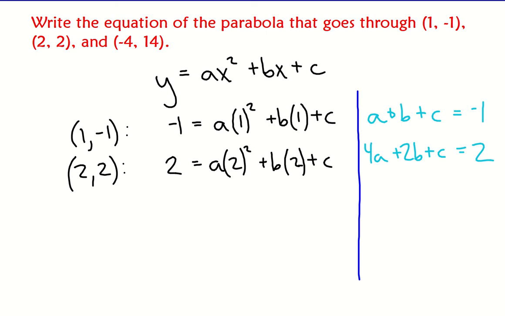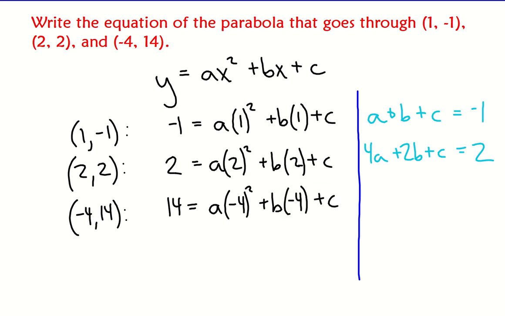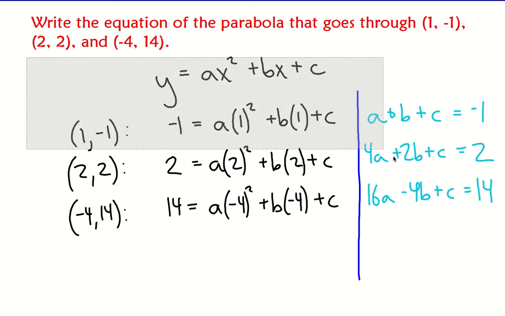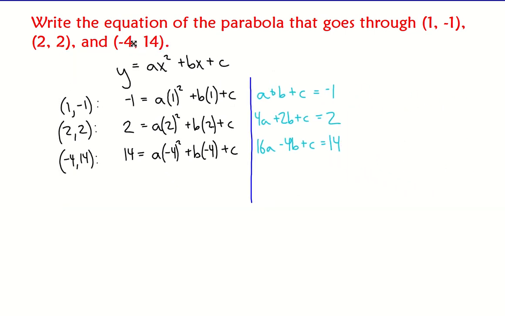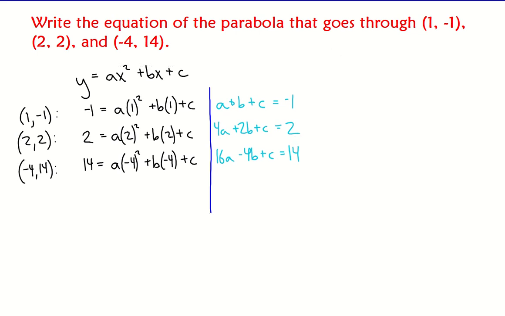Last but not least, I can take -4, 14, and I can go ahead and say that would mean 14 equals a times -4 squared plus b times -4 plus c, which then would produce 16a minus 4b plus c equals 14. So I have a system of 3 equations and 3 variables. 3 equation, 3 variable systems we did in chapter 1 of this textbook, so it's convenient that we already know how to solve those. If you are not required to show work, you can just type those into your calculator and use your calculator to help you solve the system.